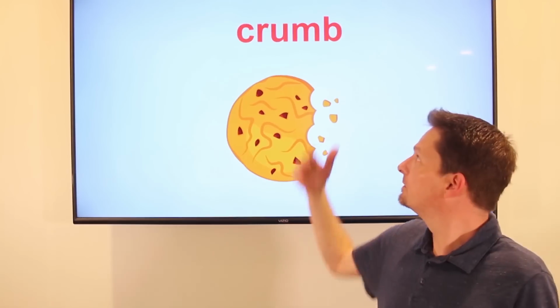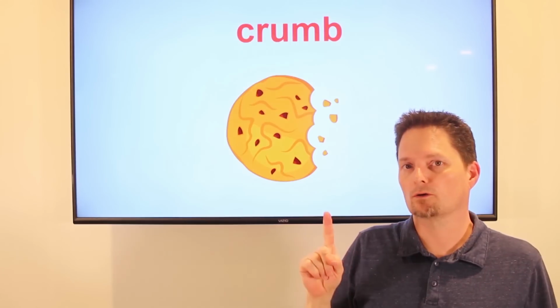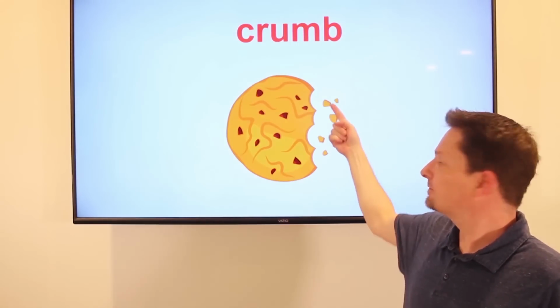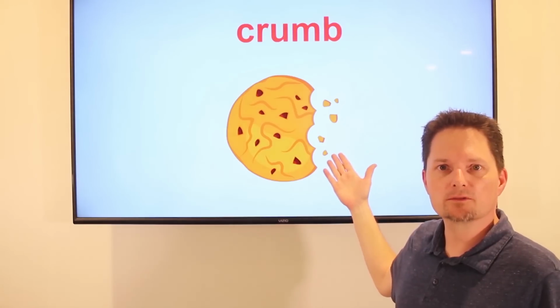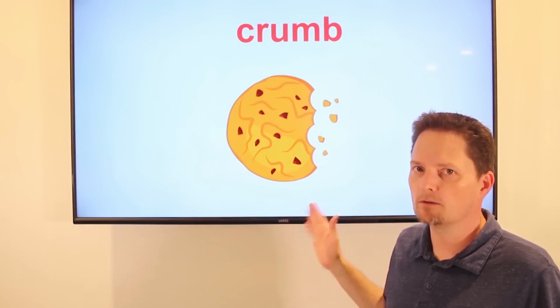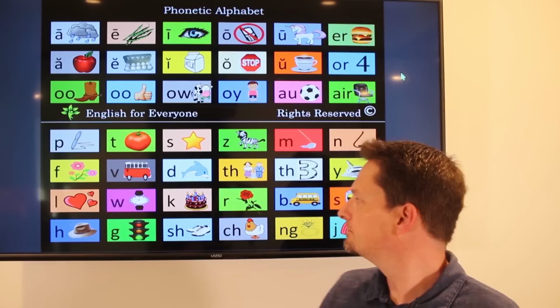Thumbs up. Example, crumb. Remember, no B sound, crumb. It's countable. 1 crumb, 2 crumbs. 1, 2, 3, 4, crumbs. There are crumbs on the table after he ate the cookie. Clean the crumbs, please. Pronunciation, crumb.